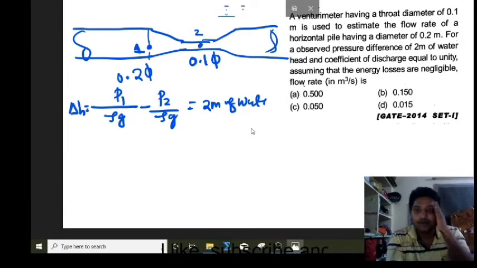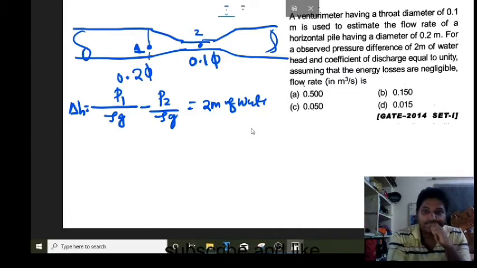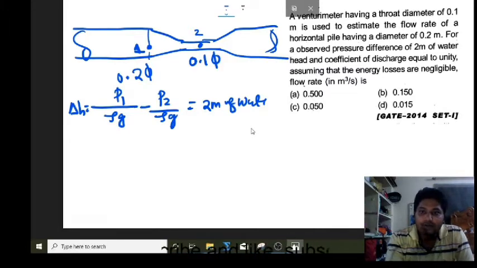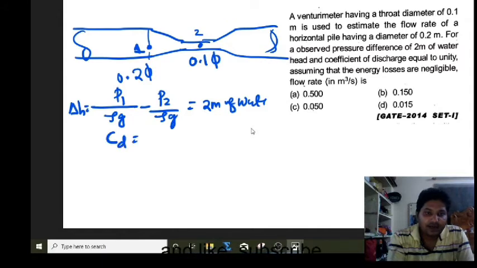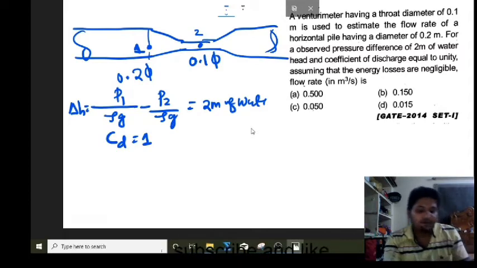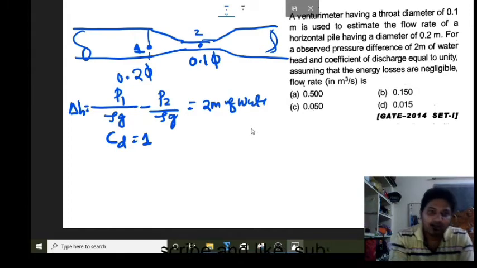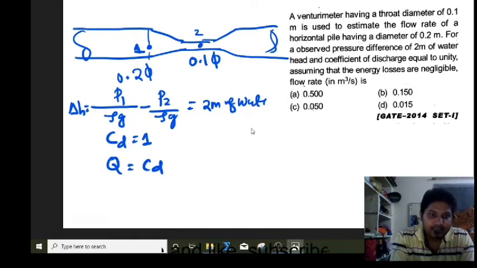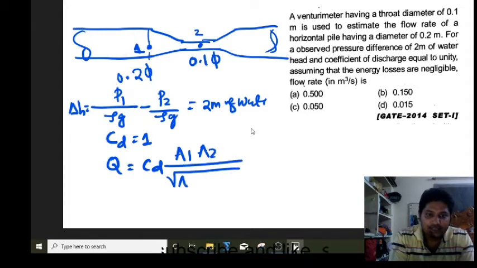And the coefficient of discharge CD is given to you as 1. So that is actually asking for the theoretical discharge only. Now assuming the energy losses are negligible, it is asking for the flow rate. So now you have to use the direct formula. So this Q will be equal to CD into A1 A2 root over of A1 square minus A2 square into 2G into delta H.